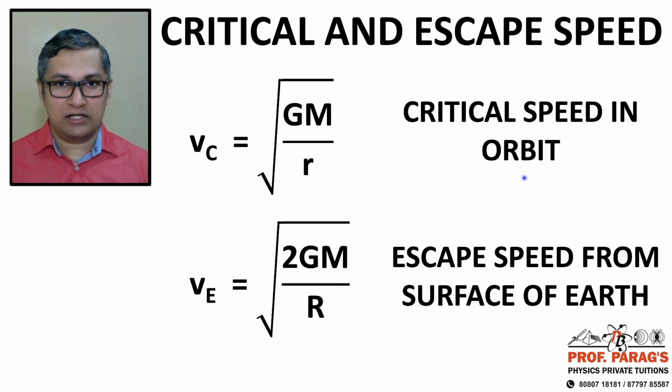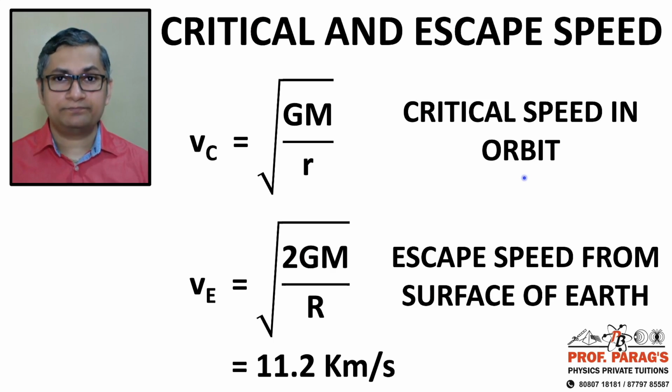So if there is some object at rest on the surface of Earth, and I pick it up and throw it and I want it to escape the gravitational influence of Earth, and go to some other planet, then this is the speed with which it should be thrown. If you plug in the numbers, because 2, capital G, capital M and capital R are all constants, and calculate, you are going to find it's going to be 11.2 kilometers per second.